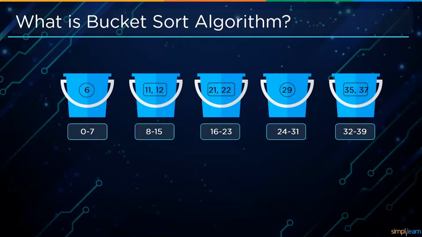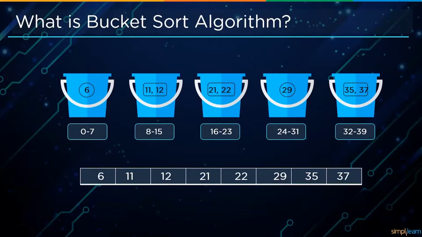In the next stage, all the elements are sorted according to an order that might be ascending or descending. In our case, we have the ascending order. So the final result will be 6, 11, 12, 21, 22, 29, 35 and 37. So this is how the bucket sort algorithm works in real time.